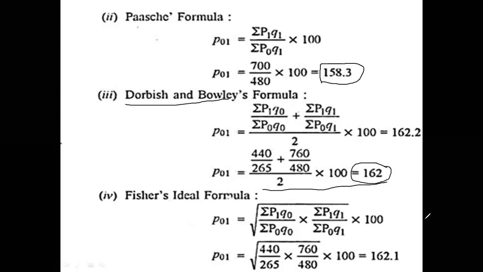The next is Fisher's ideal formula. The formula is sigma P1 Q0 upon sigma P0 Q0 into sigma P1 Q1 upon sigma P0 Q1, under the square root, and multiply by 100. The 100 is apart from the square root sign. Here we can see that the Drobisch formula has this similarity also, even this 100. Only we are not dividing by 2, we are taking the square root.